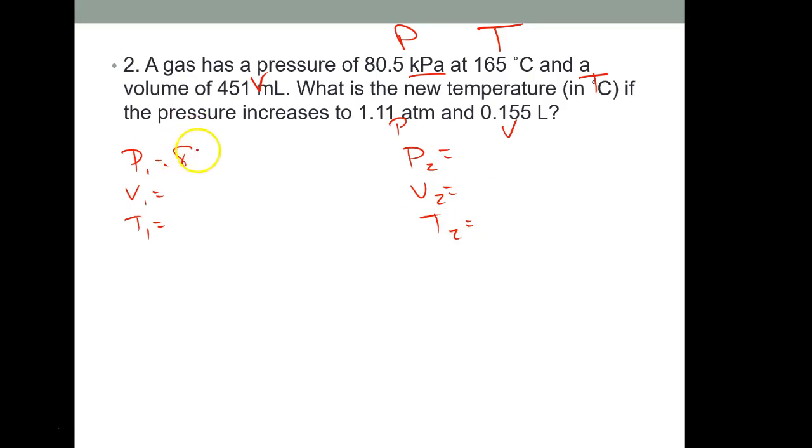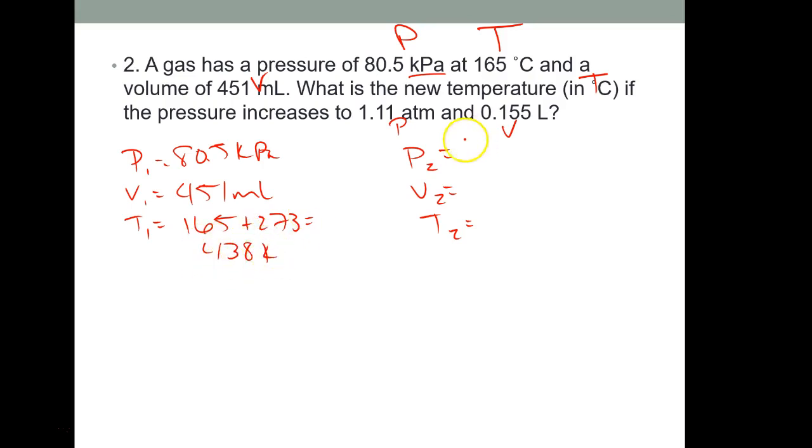Okay, so my pressure is 80.5 kPa. My volume is 451 milliliters. And my temperature is 165 plus 273. It's 438.